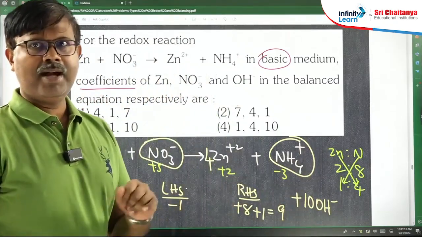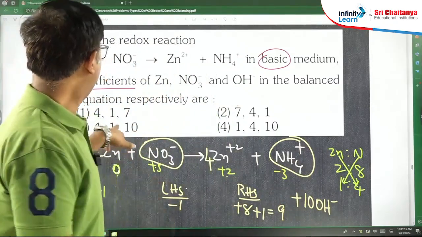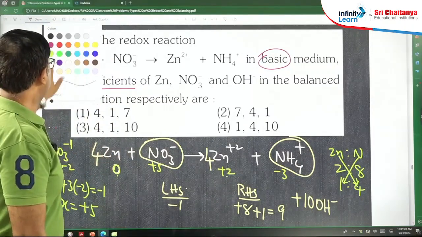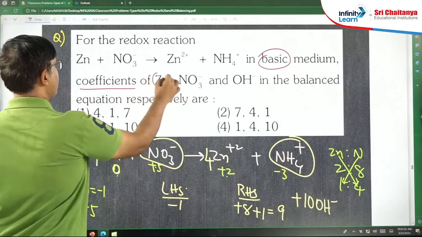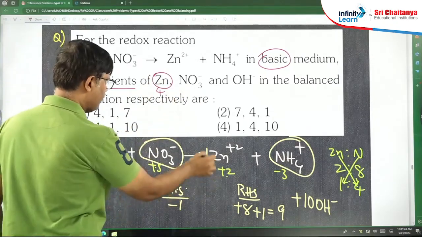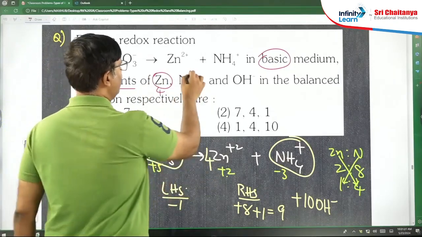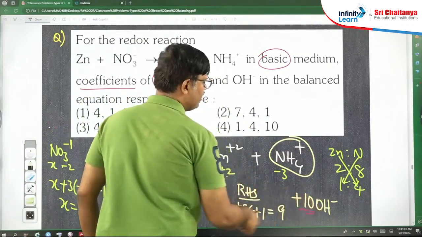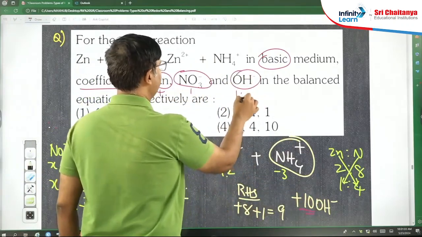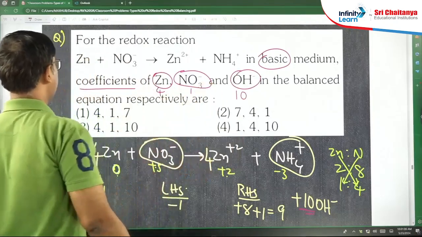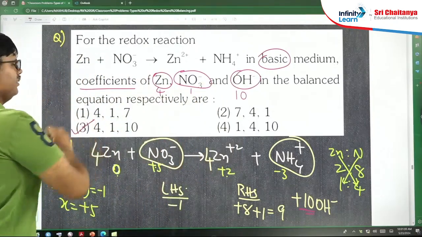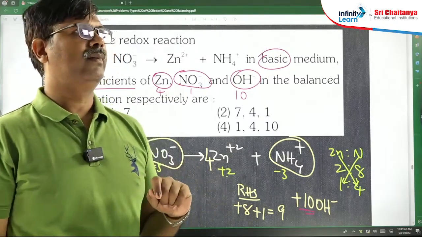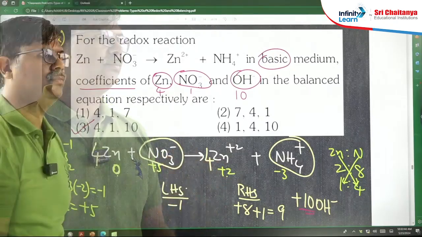That's it. Now answer this question. So before zinc, what is the coefficient? 4. So let's see which is the right option. Zinc coefficient is 4. Nitrate coefficient, what are we getting? 1. Nitrate coefficient is 1. Before OH minus, what number are we getting? 10. So 4, 1, 10. Where is that? Third option. This is the answer for this. Is this understood, everyone? Okay.